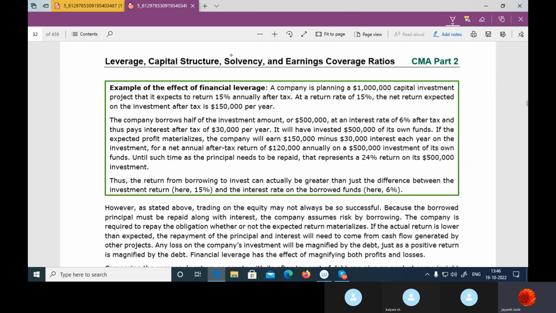So let's say this, what is this point about? A company is planning a 1 million capital investment project that it expects to return 15% annually after tax. The net return expected on the investment after tax is $150,000 per year. So what is that company doing? The company wants to invest and they're expecting 15% returns every year. After tax, let's say there's no tax adjustment you have to do. So that 15% of 1 million is how much? $150,000, correct?